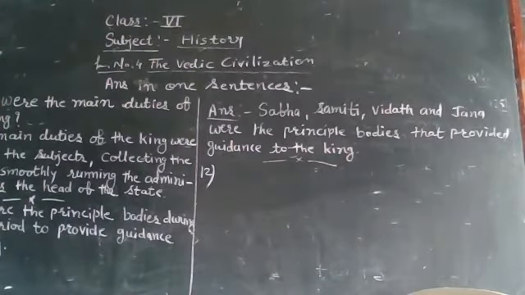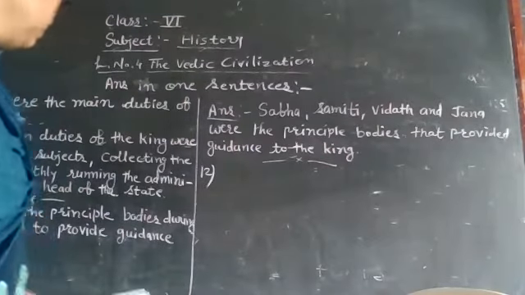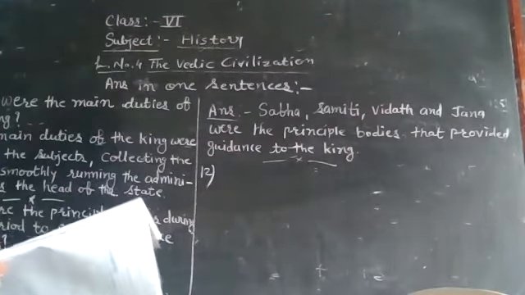Which were the principal bodies during the Vedic period to provide the guidance of the king? Okay. This is the question, and your answer is Sabha, Samiti, Vidhata, and Jana were the principal bodies that provided guidance to the king. Okay, fine. Now, next question.